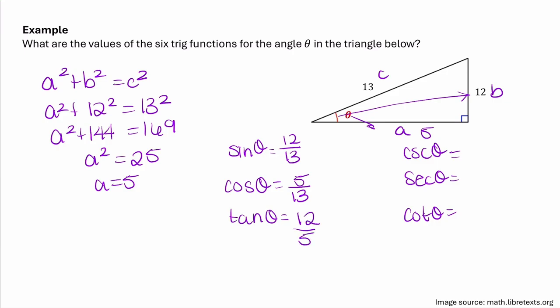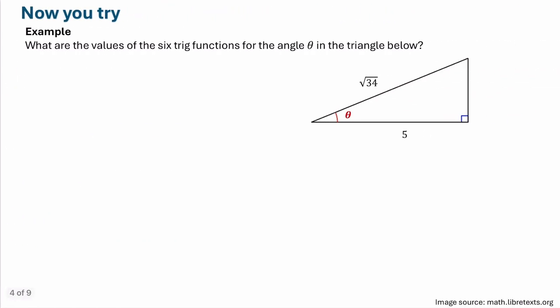Once you find these 3 functions, if you write them in this order, you just have to find the reciprocal. So you just flip all of these. Sine is 12 over 13, so cosecant is 13 over 12. Cosine is 5 over 13, so secant is 13 over 5. Tangent is 12 over 5, so cotangent is 5 over 12. And that's how you find all 6 trig functions. So now you can go ahead and pause the video and try doing this example on your own.